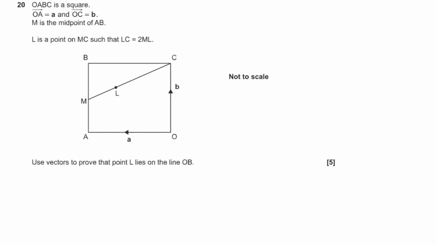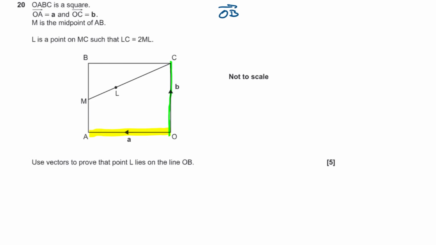Ooh, that's quite confusing, isn't it? So what do we know? So we've got our two vectors O to A and O to C, which are clearly marked. So there's my vector A, and there's my vector B. So I want to use vectors to prove that the point L lies on the line OB. Okay, well what is the vector O to B to start off with then? To prove that it lies on OB, we need to find out what OB is. So the vector O to B then, what's that?